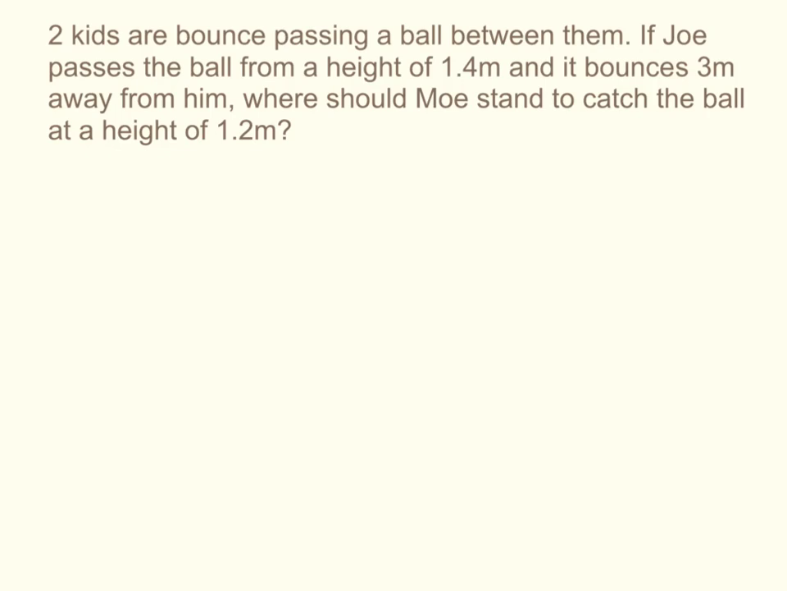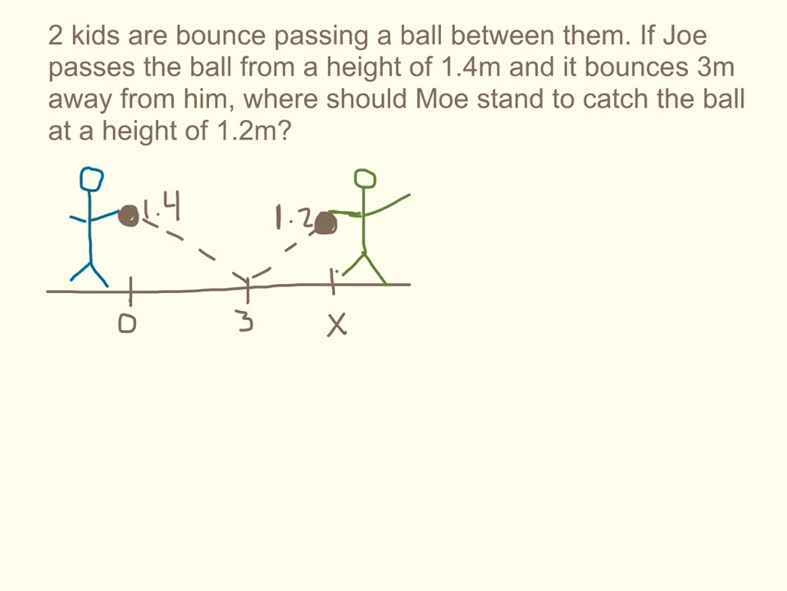So let's draw a picture of this. Okay, because I'm the best artist in the world. Here's Blue Joe with his ball at 1.4 meters. He's bounce passing it, which means it's going down, bounces 3 meters away from him, bounces back up at the same angle, and Mo standing here wants to catch it at 1.2. So where should he stand? We'll let this be x. So we're saying how far away from Joe, right? x can be our distance from Joe.